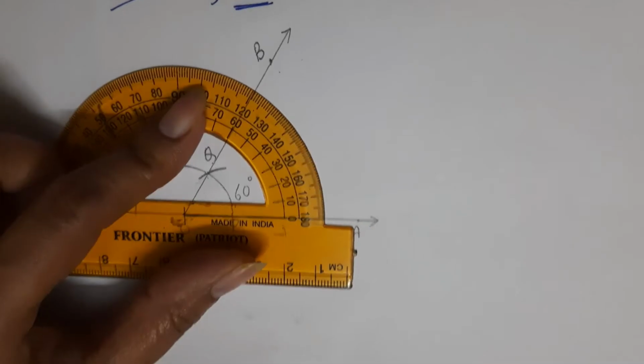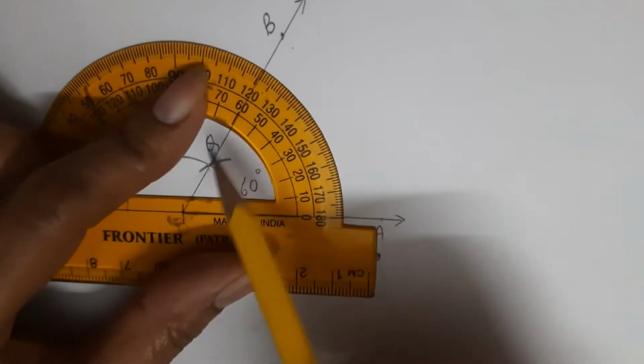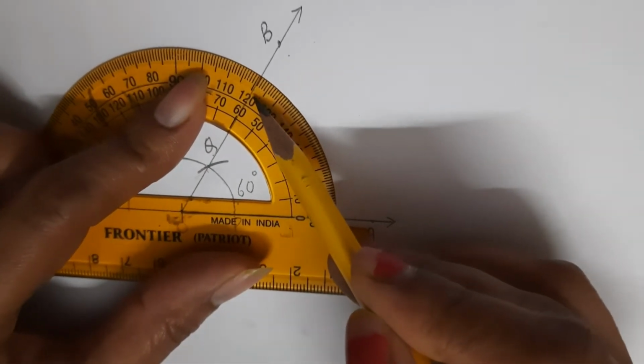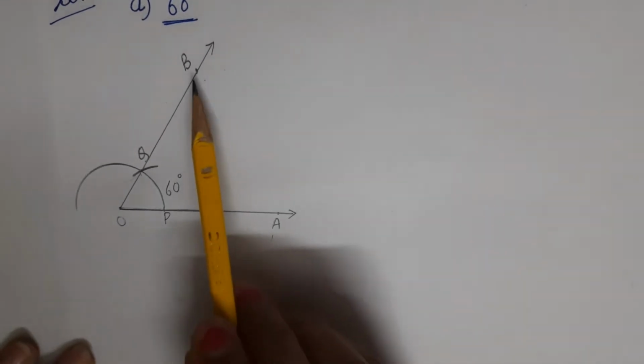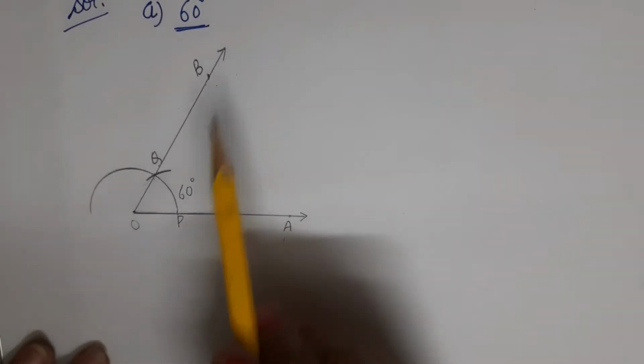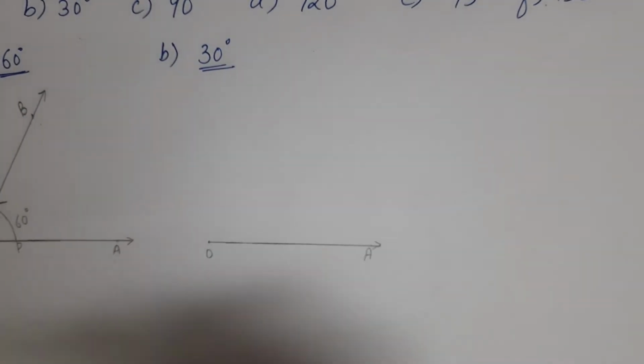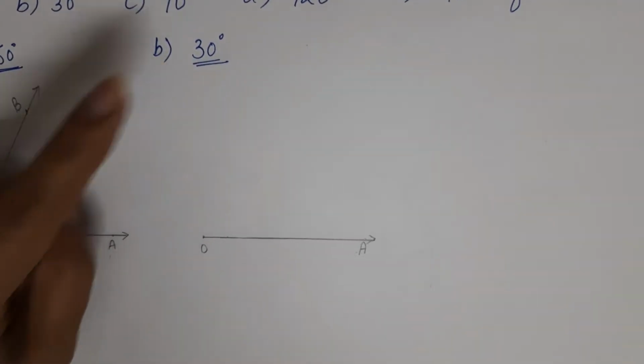Fine. You can check with the help of protractor also that the measure is exact 60 degree. Okay. So angle BOA is required angle of 60 degree. B part is we have to draw an angle of 30 degree using compass.